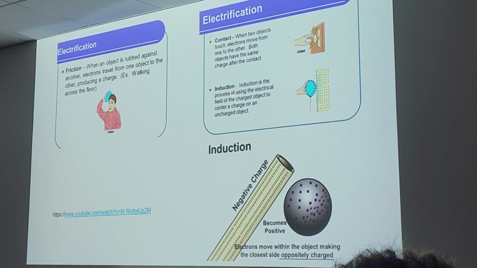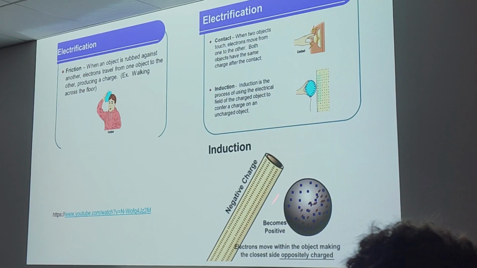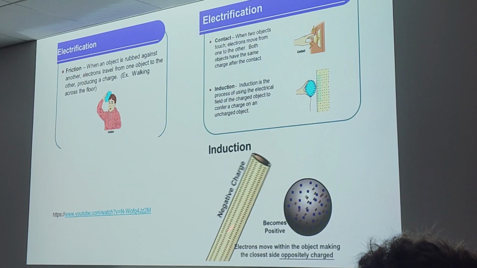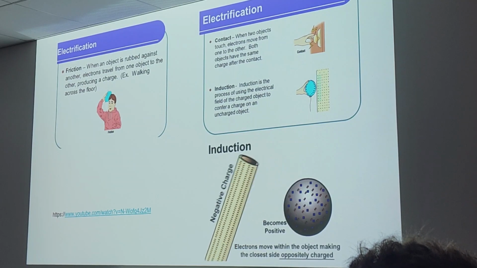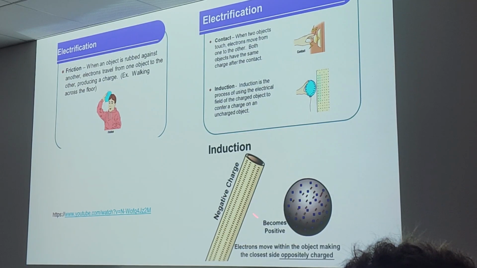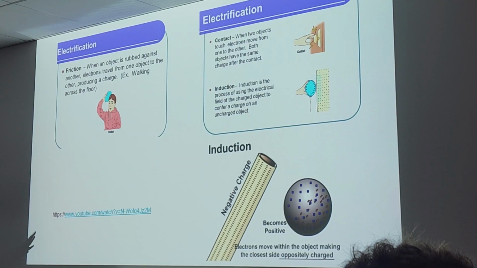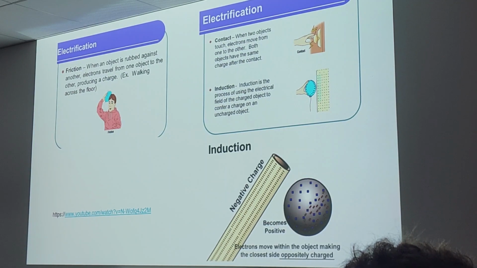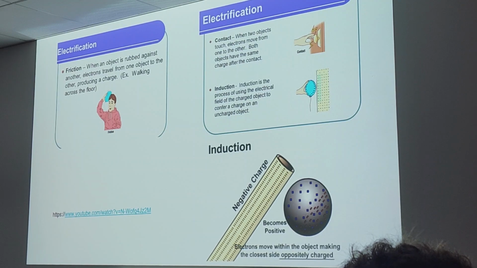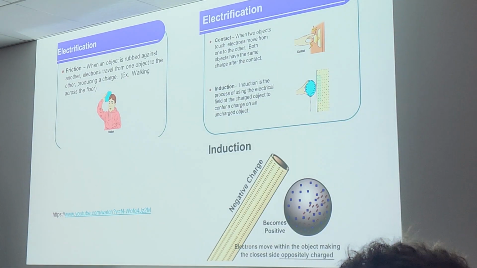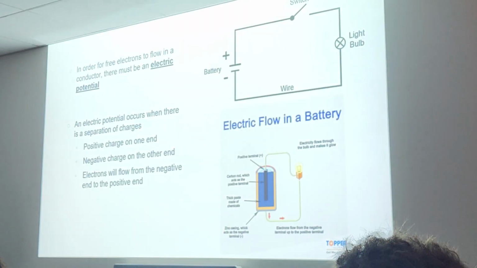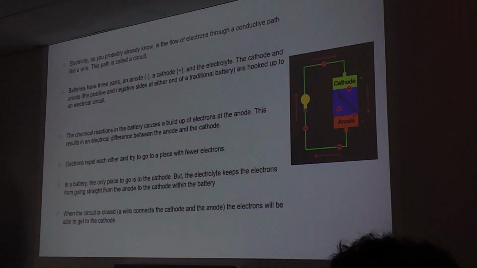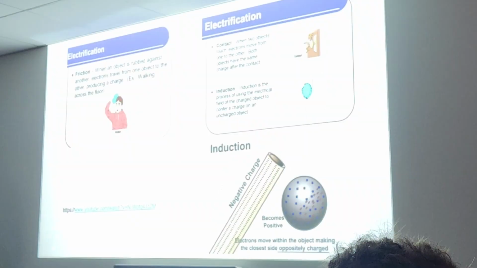And then induction is the process of using the electric field of a charged object. For example, this object has a negative charge, and when it's brought near this metal sphere, you see how the negative parts go away from it? Because like charges repel each other. Okay? I'll show y'all a video.